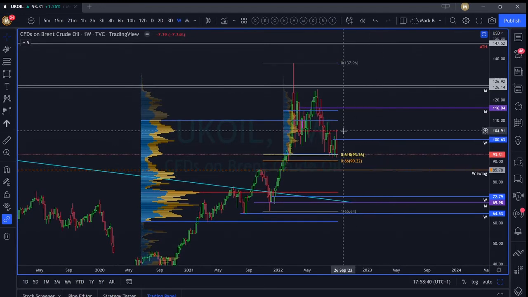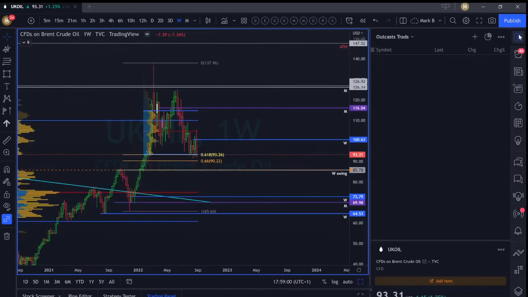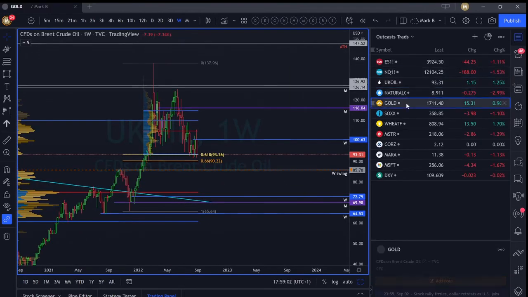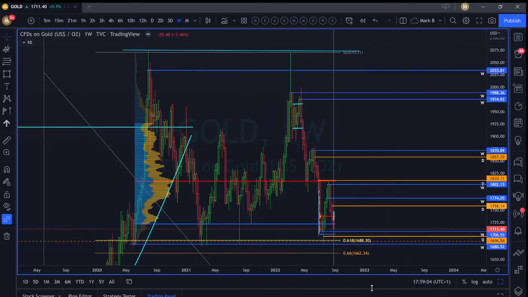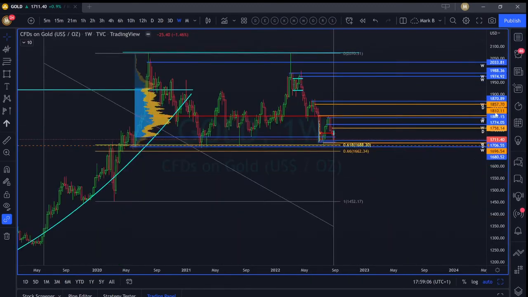So if it starts to climb above this level, then great, it can carry on up. Otherwise, bounce levels off here. If it breaks down further, it will enter this old range, and we've got a point of control to play from there. Okay, so that's it for oil. Let's have a look at gold. Okay.